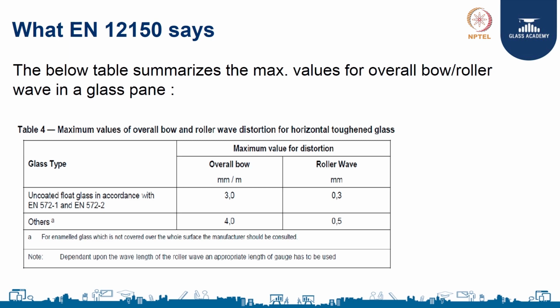For a clear glass, 0.3 millimeter for a 300 millimeter distance is acceptable. For a coated glass or ceramic fluted glasses, 0.5 millimeter of roller wave is acceptable for every 300 millimeter distance.